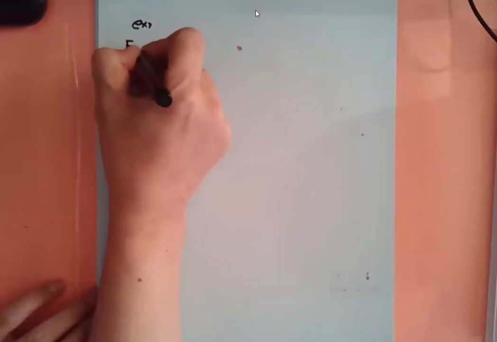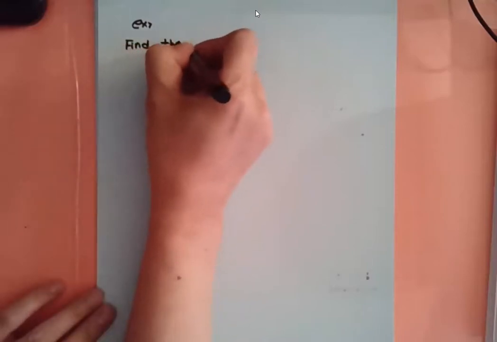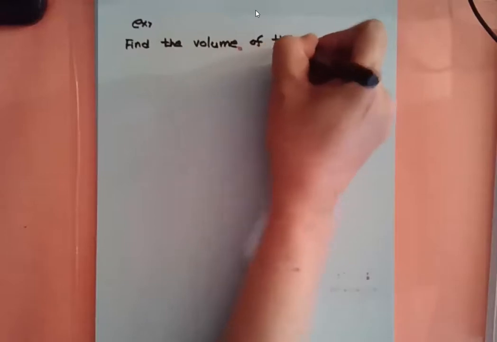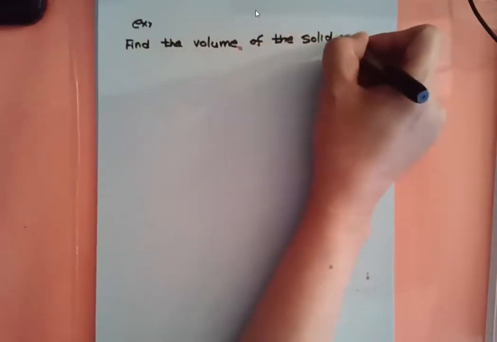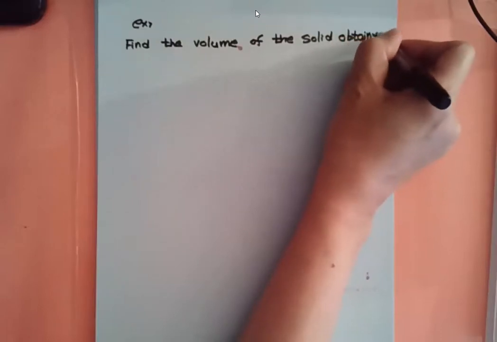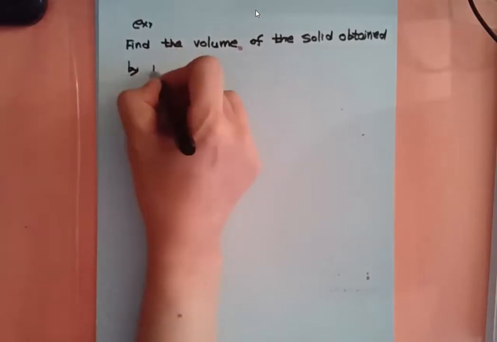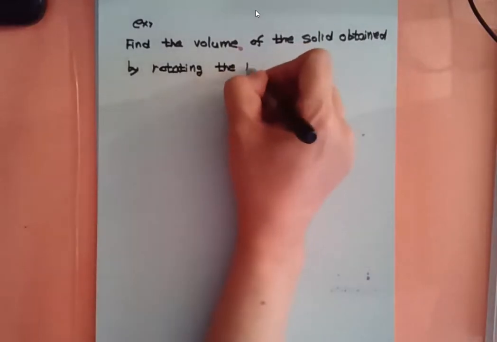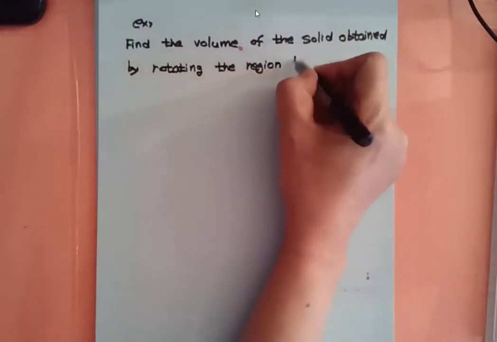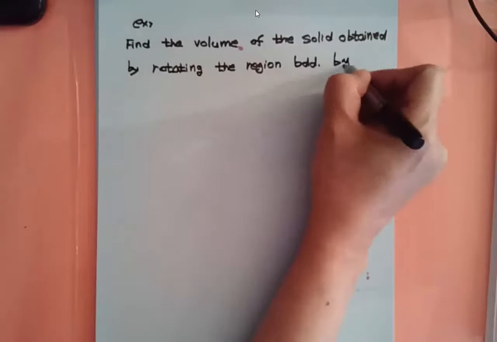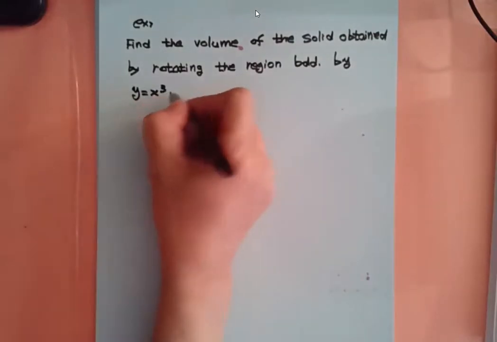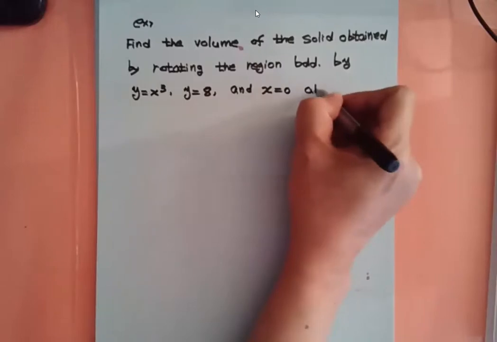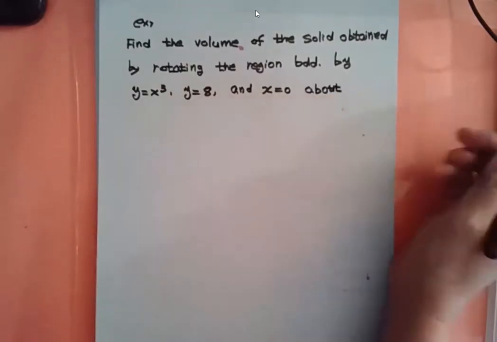The next problem is: find the volume of the solid obtained by rotating the region bounded by y equals x cubed, y equals 8, and x equals 0 about the y-axis.